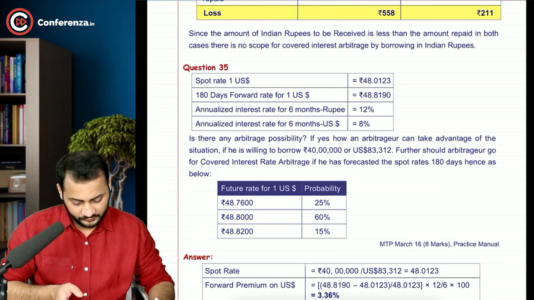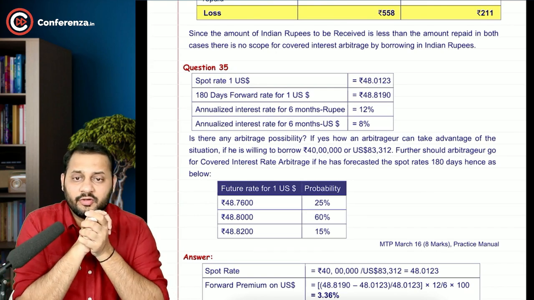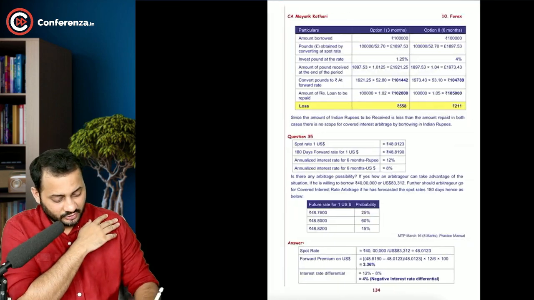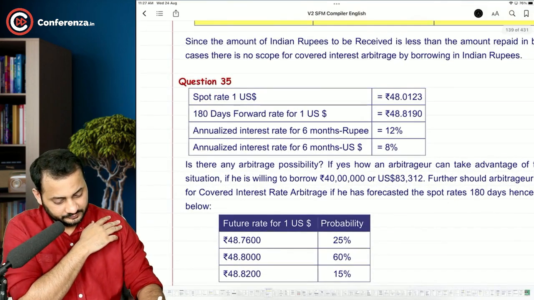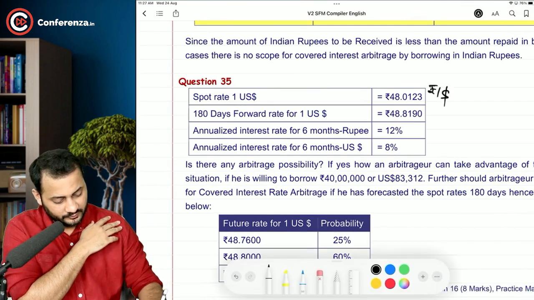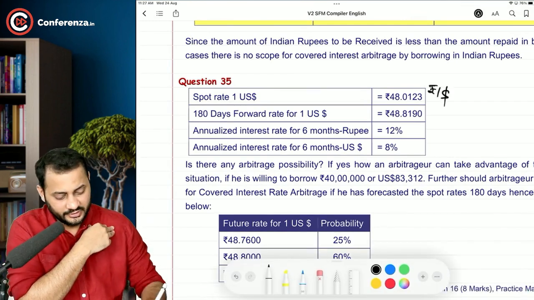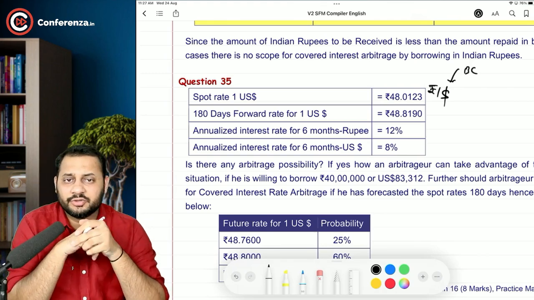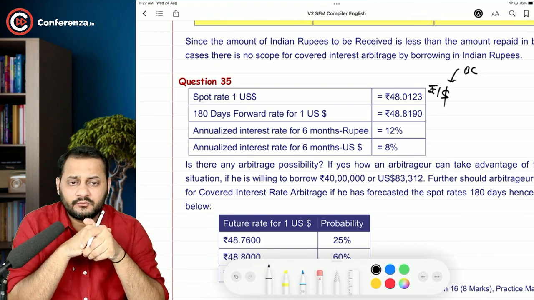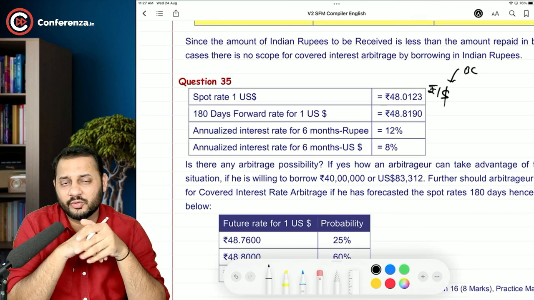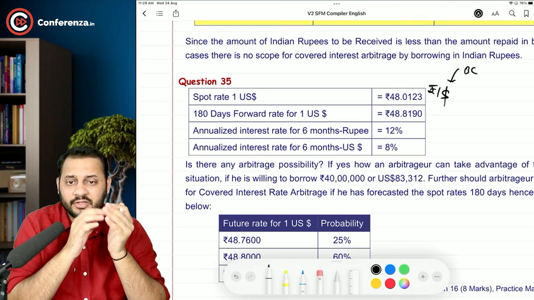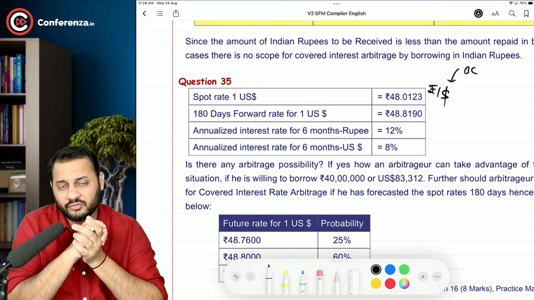Now, see. The spot rate for dollar is given to you in terms of rupees. So can I say the base currency is dollar in this case? This is rupees per dollar, 48.0123. It is written in the symbol. The base currency is this. This question is easy because first, it is not a two-way quote. It is just a one-way quote. Second, the best part that we are going to do in this question is we are going to use the interest rate differential for the arbitrage.